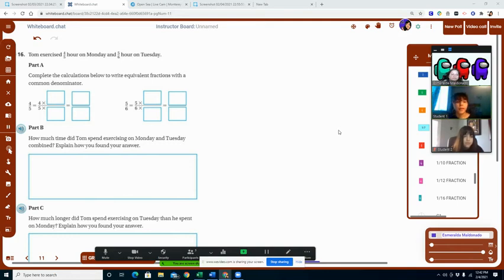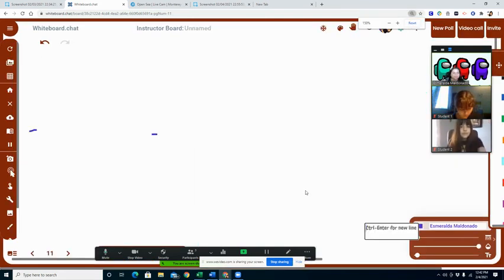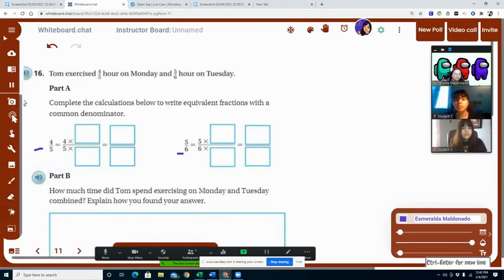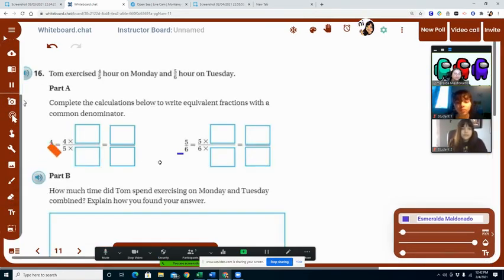Part A. Complete the calculations below to write equivalent fractions with a common denominator. So we already know how to do this. We've been doing this whole video. And they break it down really nice for us here. So let's go ahead and complete that, right? We have 4/5 here and 5/6 here. So let me make this bigger in case you're having trouble looking at it. Because it is kind of small. But you do have your books too. So you can also do it in your book.